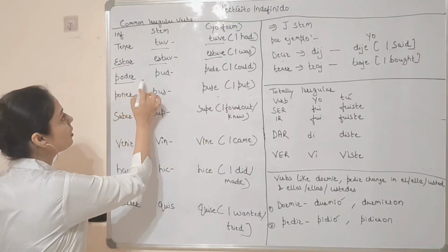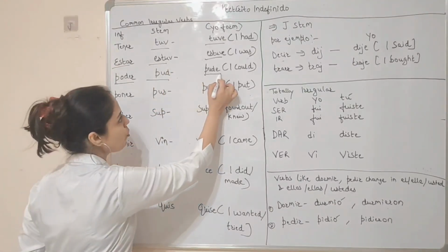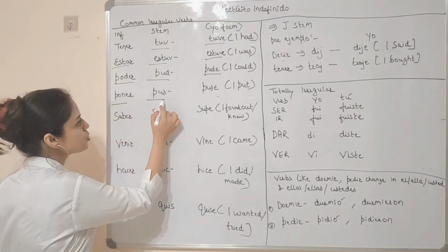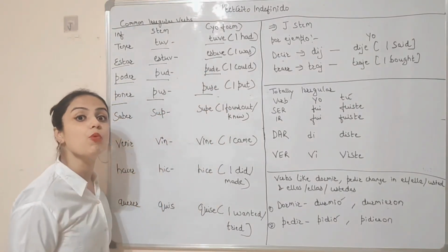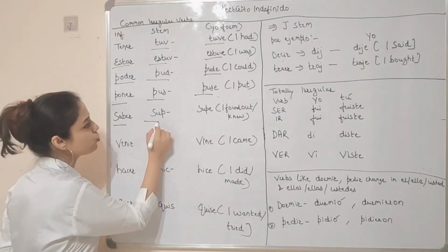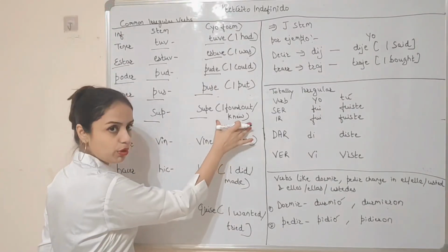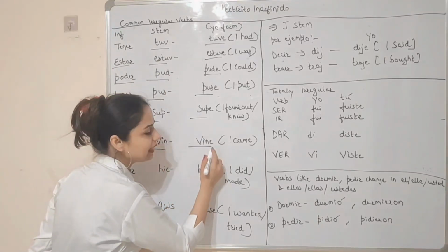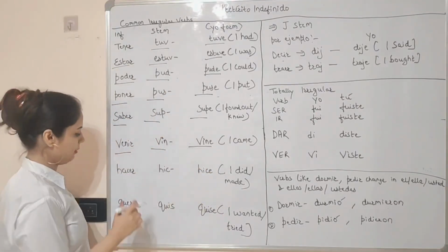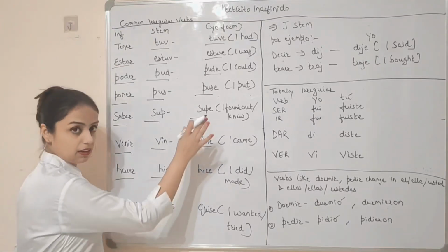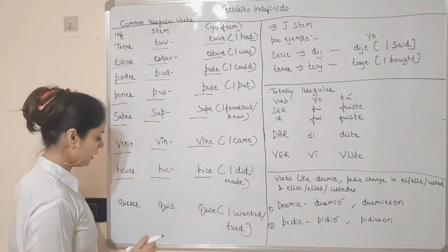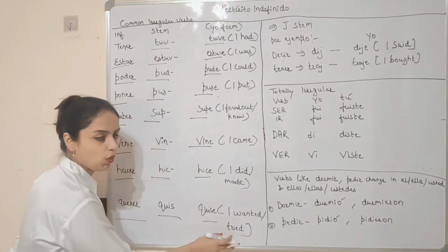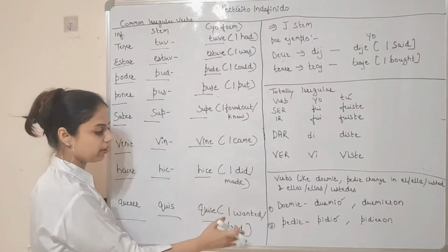The next one is poder. Pud. Pude is the yo form. That means I could. The next one is poner. Pus. Yo form is puse. I put. The next one is saber. Sup. Yo form is supe. I found out or knew. Then venir. Vin is the stem. Then vine. I came. Yo form is vine. Next is hacer. Hic. Yo form is hice. I did or made. Vale. Then next one is querer. Stem is quis. Quise, I wanted or tried. Yo form is quise, I wanted or tried.